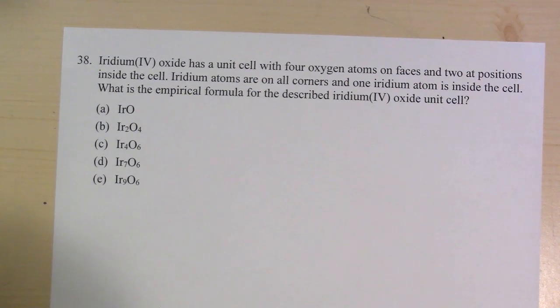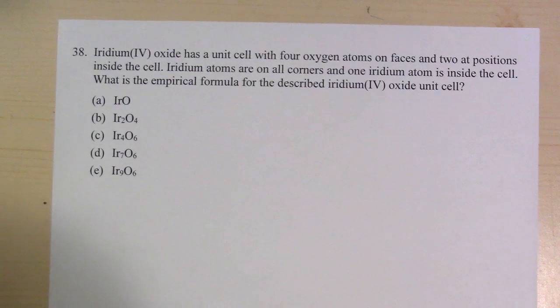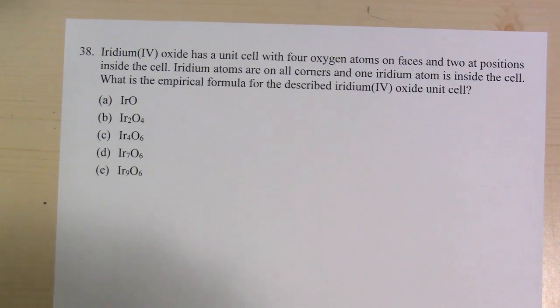Number 38. Iridium 4 oxide has a unit cell with 4 oxygen atoms on the faces and 2 at positions inside the cell. Iridium atoms are on all corners and 1 iridium atom is inside the cell. What is the empirical formula for the described iridium 4 oxide unit cell?